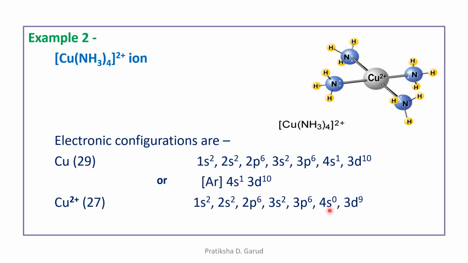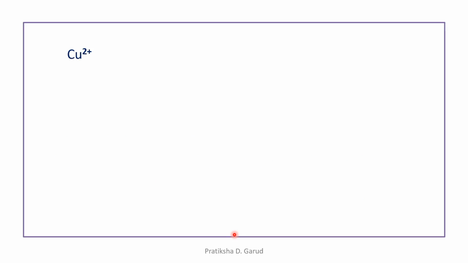So the 2 electrons are eliminated as 1 electron from the 4s and 1 electron from the 3d. So it becomes 1s2, 2s2, 2p6, 3s2, 3p6, then 4s0, 3d9. Or it is the argon core followed by 4s0, 3d9. So we have to fill the 9 electrons in the 3d atomic orbital and 0 in the 4s. So let's put these electrons in the box diagram. So we have the copper Cu2+ in the ground state.